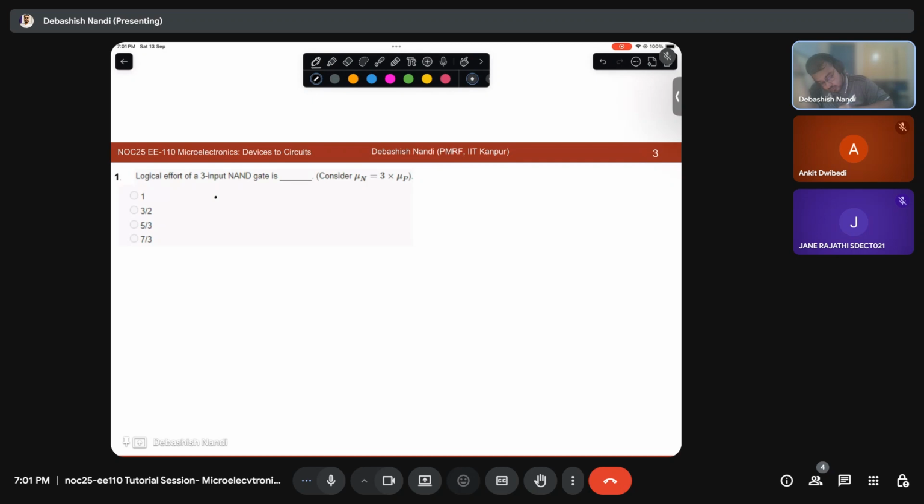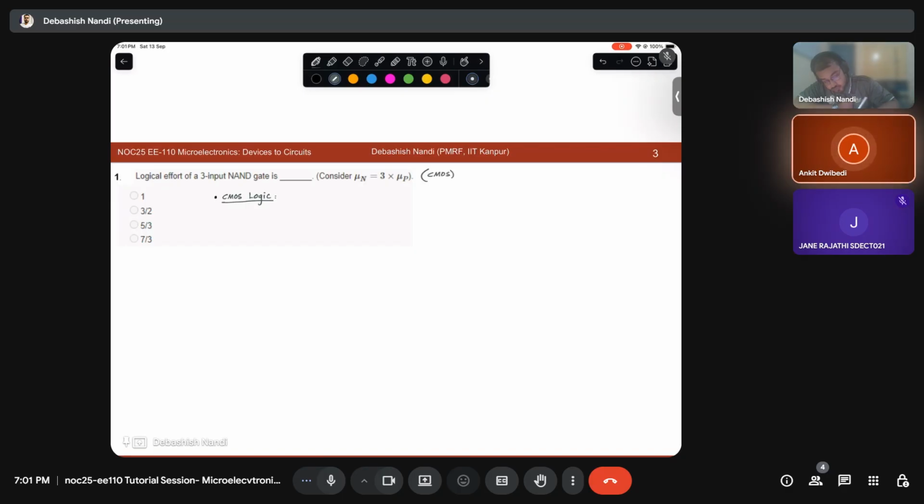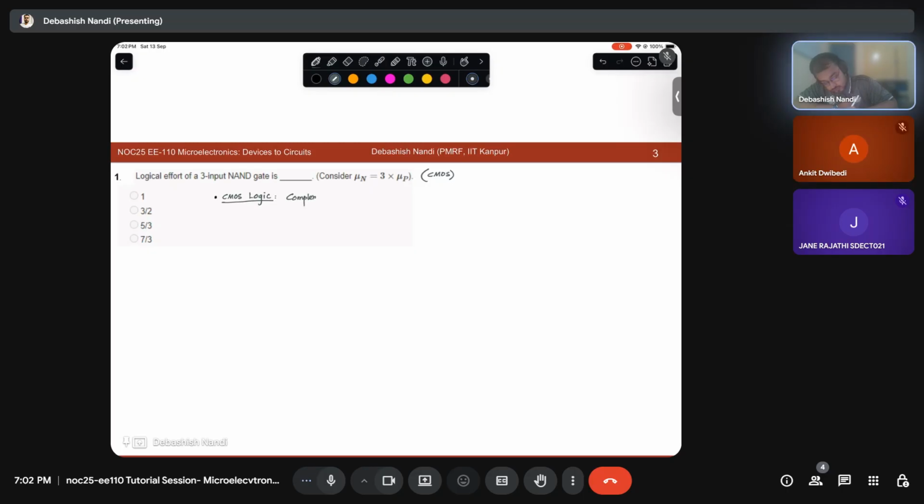What is CMOS logic? Anyone? It's a combination of PMOS and NMOS circuits. So what is the full form? Complementary MOS logic. So what are the key features of this kind of circuits?